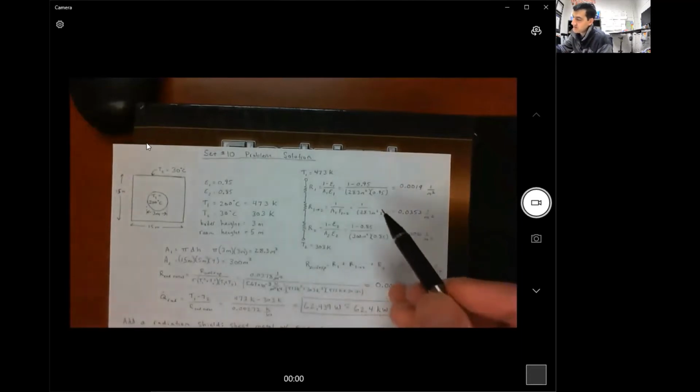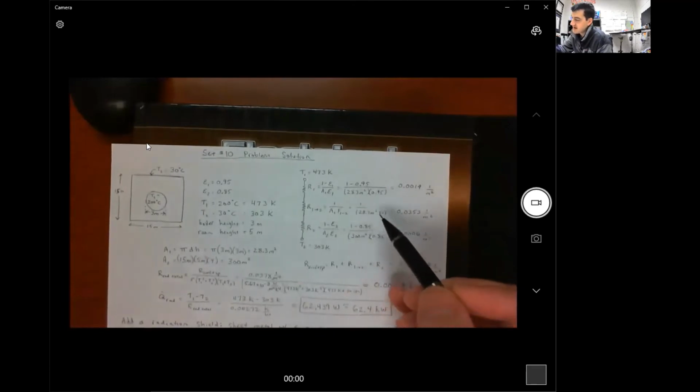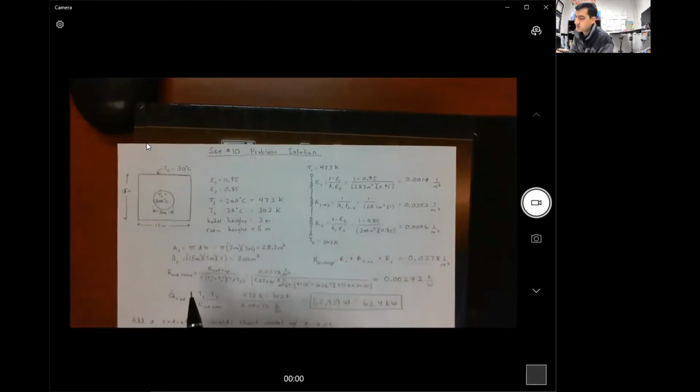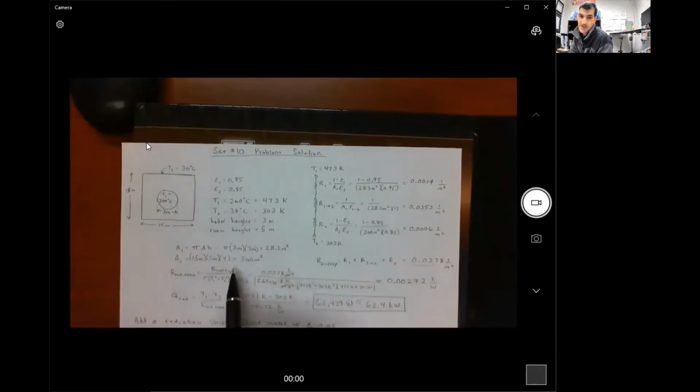Okay, so now we've calculated both of our surface resistances and our space resistance, so we can calculate our surface plus space resistance by just adding those up. R1 plus R1 to 2, that's the space resistance, plus R2, and we get 0.0378 1 over meters squared. Okay, so that's surface plus space, but that's not the total radiation resistance. To do that, we have to plug that into this equation, which is given in the lab manual.